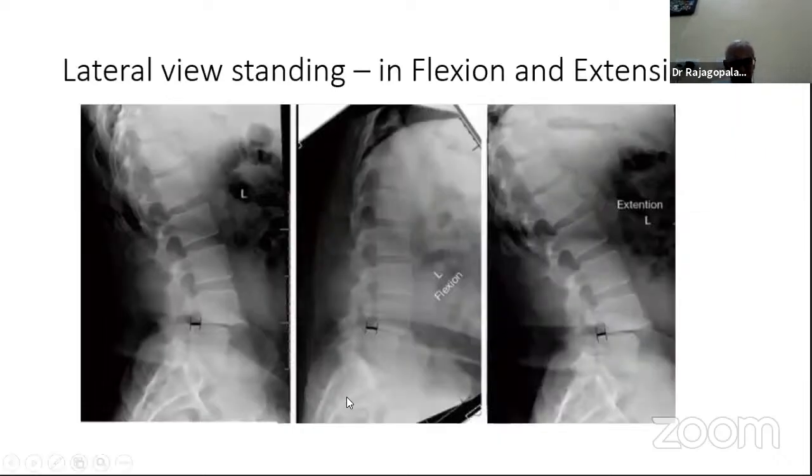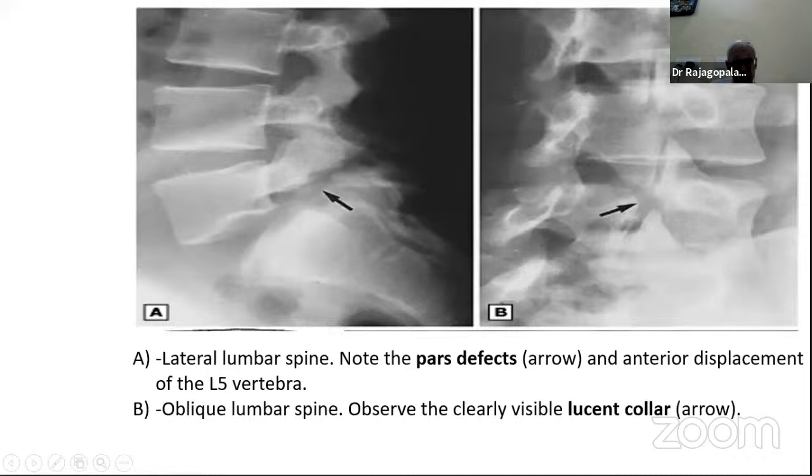You can see this particular one, the patient taken in different positions. You can see the mark here. You can see the edge here. The distance is much more here in the bending film compared to the extension film. You can see that defect here, the pars interarticularis defect, and that lysis has gone on to listhesis.